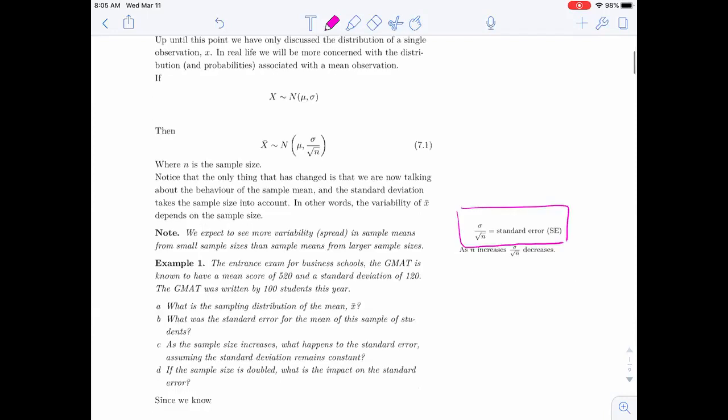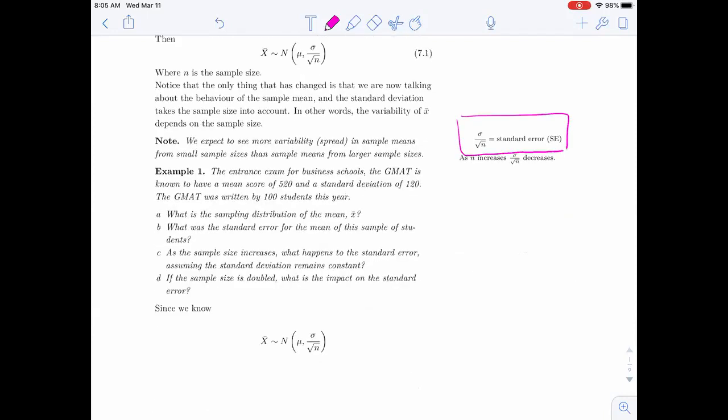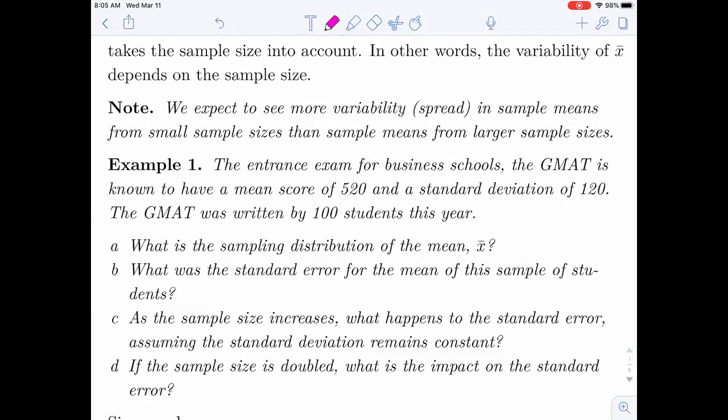We won't do this problem because we have to keep going, and we talked about this last day. But the entrance exam for business schools, the GMAT, is known to have a mean score of 520 and a standard deviation of 120. Then the GMAT was written by 100 students this year, and so we can find the sampling distribution of X bar, which has a normal distribution with the mean mu, which would be 520 in this case, and a standard error of sigma over root n.